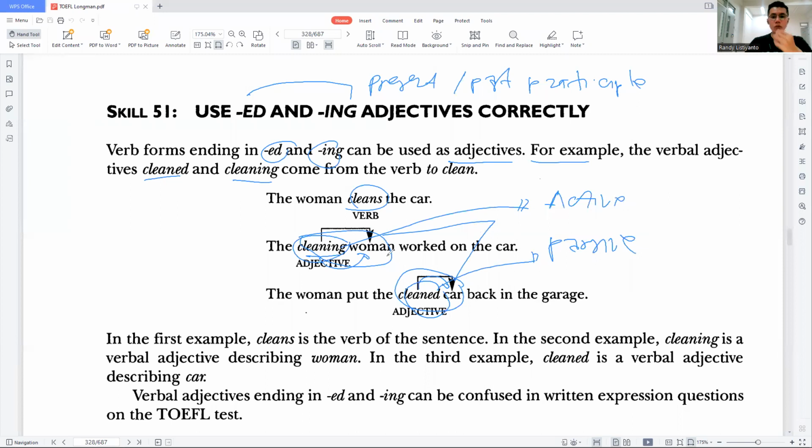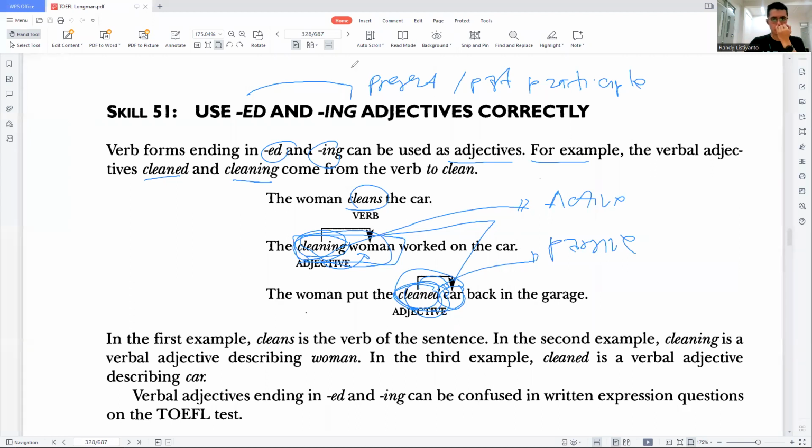Let's say the cleaning woman worked on the car. The cleaning woman, the woman who cleans, so the woman who does the activity of cleaning. But the woman put the cleaned car, the car which is cleaned. Someone cleaned the car, and so the car becomes clean. So it is a passive thing, and cleaning is an active thing. Okay, I think that's the point.